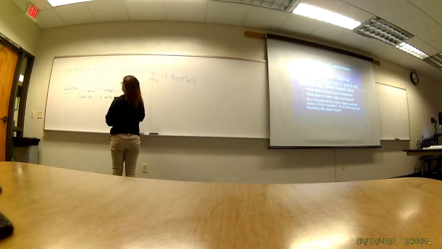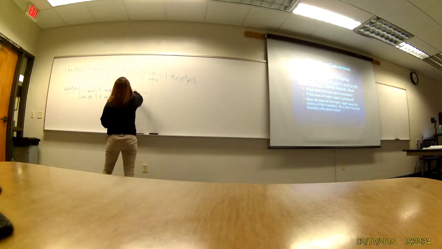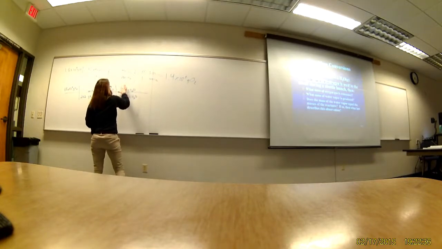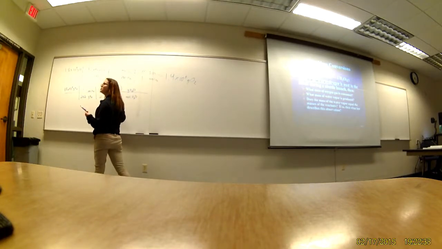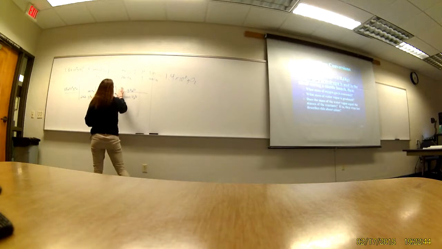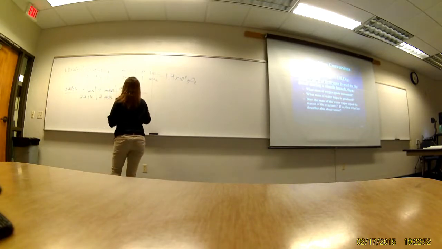One oxygen is 16. 16 and then H2? Right. So 16 times 2? 16 plus that times 2. So it's 18. Oh, so it'll be 36. No. Wait, what? I'm confused. One oxygen is 16. Okay. Two hydrogens is 2. Okay. So 18. Oh, you're adding. Got it.